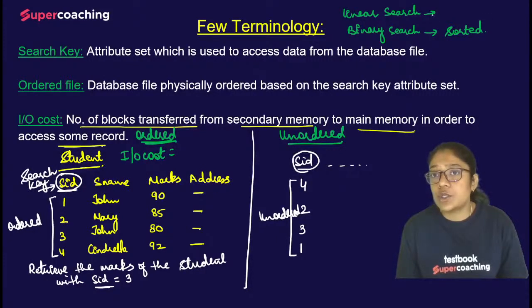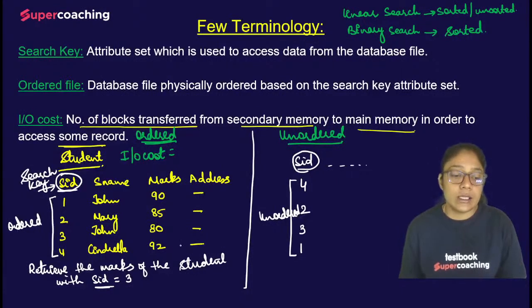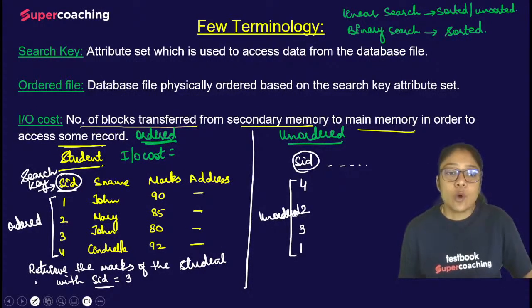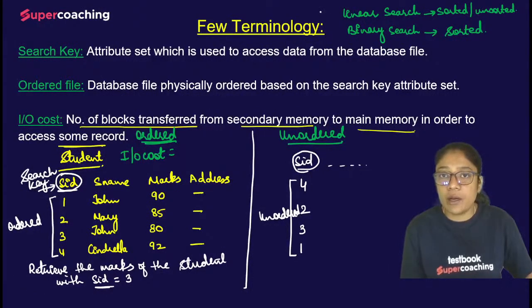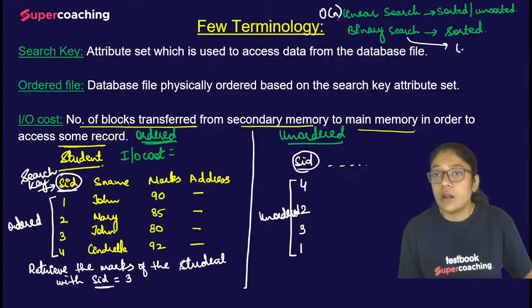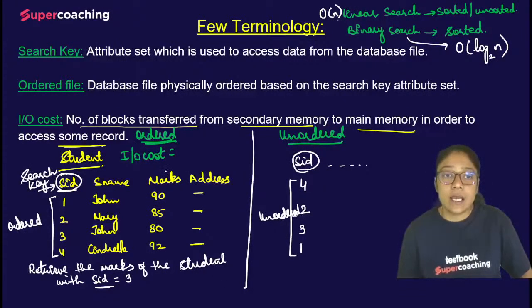whereas linear search can be applied on sorted or unsorted. But on sorted we don't prefer it because the IO cost or the time complexity for the linear search is more. Time complexity for linear search is order of n. We have already discussed that. And for binary search, this is order of log n. Obviously, logarithmic time complexity is much smaller than the linear time complexity.